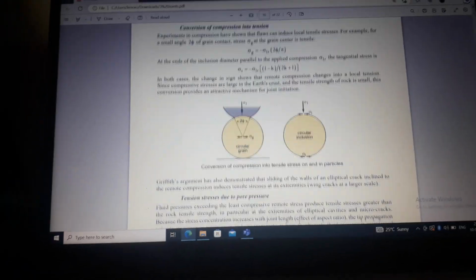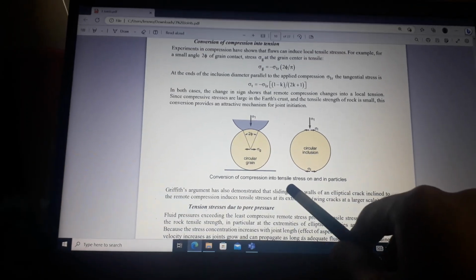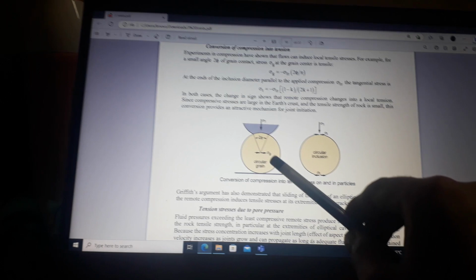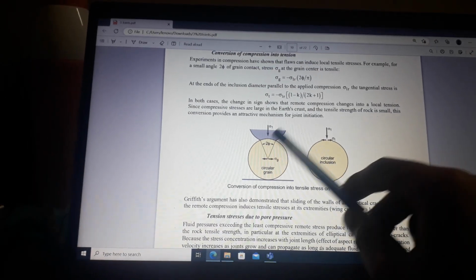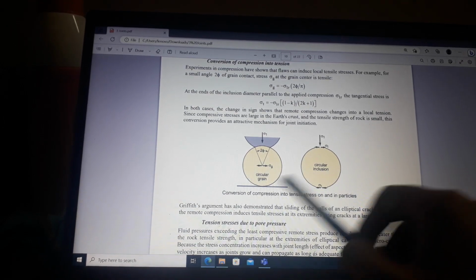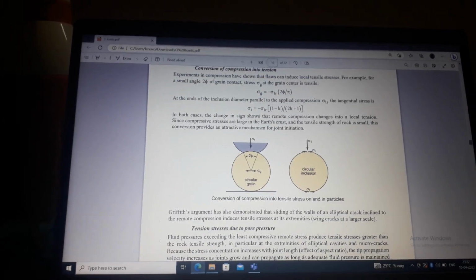Then there is the conversion of compression into tensile stress on and in particles. Circular grain sigma g, this is 2 phi, this is sigma 1, this is sigma 1, this is sigma t, this is circular inclusion, this is sigma t. Conversion of compression into tensile stress on and in particles.